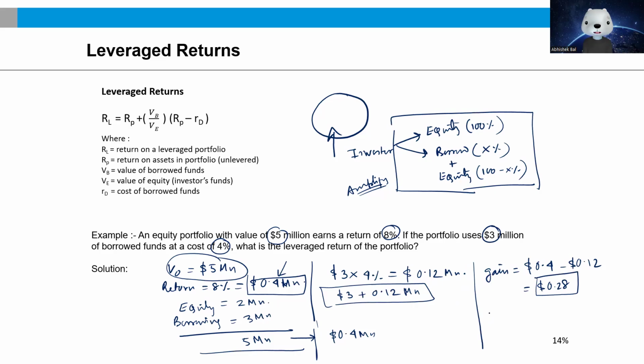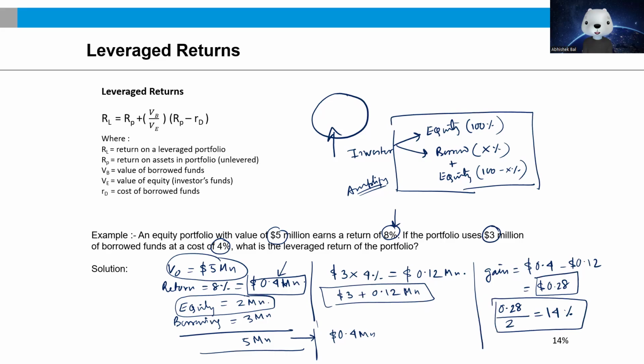So if you consider now, the investor had put in 2 million of his equity, and through this construct, he earned 0.28 million. So his overall return is equal to 0.28 divided by 2, or 14%. The fund had returned only 8%. However, because of the clever strategy that the investor adopted by borrowing suitably, he amplified his return and this 8% became 14%. This is what is known as leveraged return.